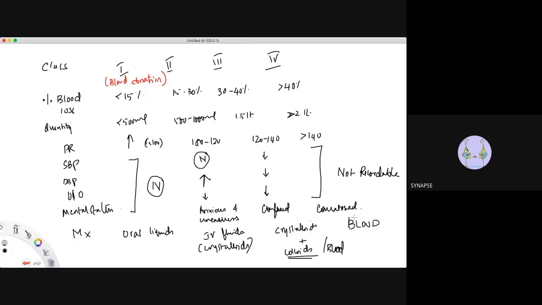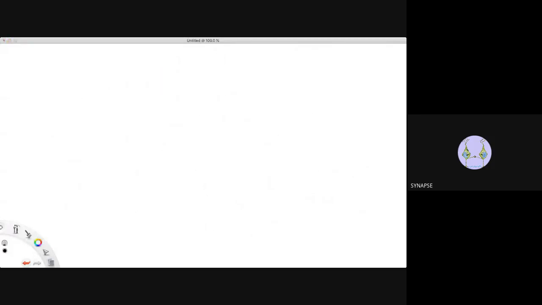This is the most important resuscitative measure that you will take. Yes, you should give blood. Okay. So we have finished the different types of hypovolemic shock. Now let us go on to check the other types of shocks.